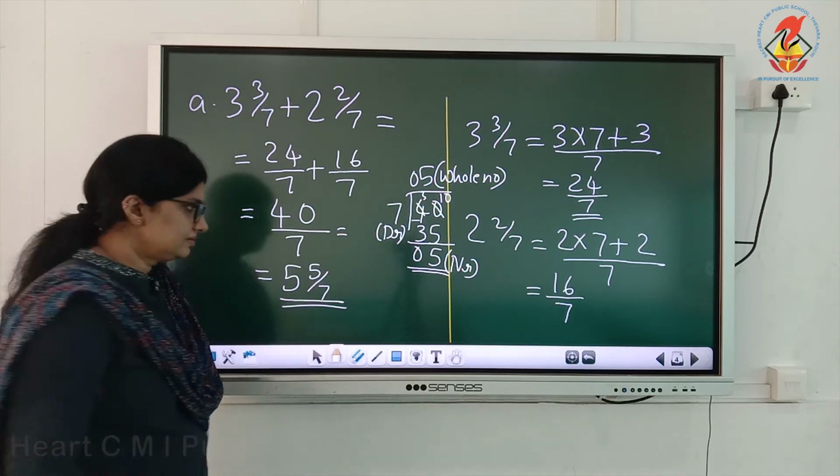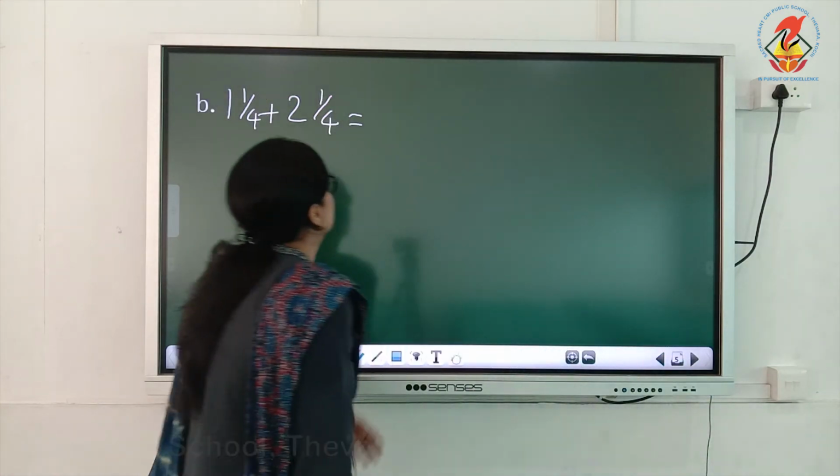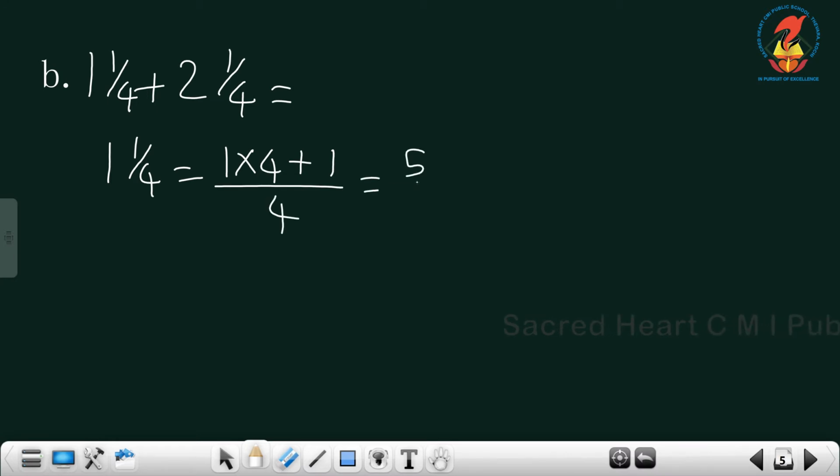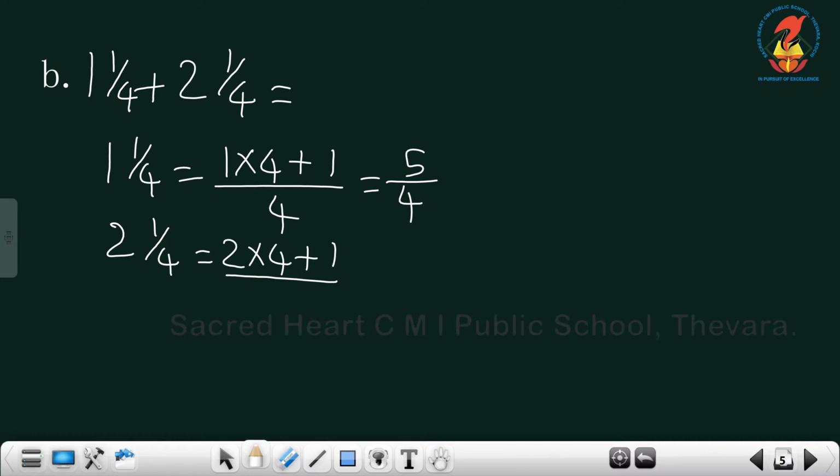Is it clear? Okay, next I will give 1 and 1 by 4 plus 2 and 1 by 4. How can you do this? Here also, 1 and 1 by 4 equals 1 into 4 plus 1 divided by the same denominator, that is 5 by 4. And 2 and 1 by 4 will become 2 into 4 plus 1 divided by 4, the denominator is 4, and this one is 9 by 4.